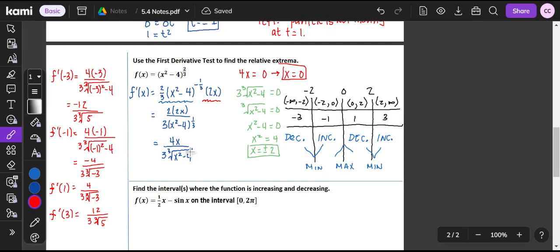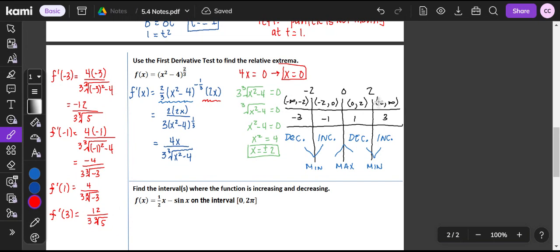And I care about this for this one because you just want to double check when you do that second part for the undefined values that they're not undefined on the main function. It's okay if they're undefined on the derivative, but it is not okay if they're also undefined on the main function. So if I plug in plus or minus 2 back into the original, I'm good.